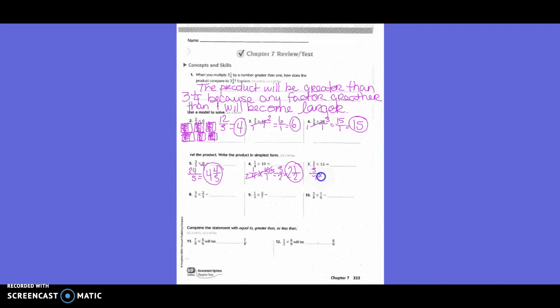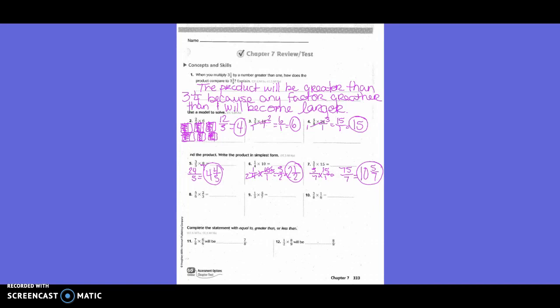What does this become? 5/7 times 15 over 1. Can I simplify before I begin? No. What is 5 times 15? 75 over 7. How many times does 7 go into 75 without going over? 10 times. What do I have left over? 5 sevens. Do I need to simplify anymore? No.